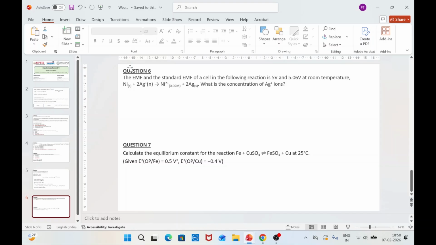Question number 6 is almost the same as question number 5. It's just that over there we were supposed to calculate the EMF of the cell. Here we are given both the EMF and the standard EMF of the cell. What they are asking us to calculate is the concentration of the silver plus ions. The nickel 2 plus ion concentration is already given in the question. E and E naught are already given. It is stated that the reaction is being carried out at room temperature, so the T value is going to be 298 Kelvin.